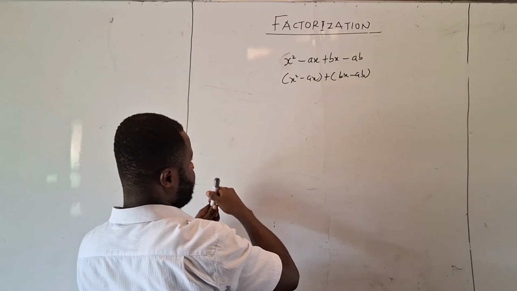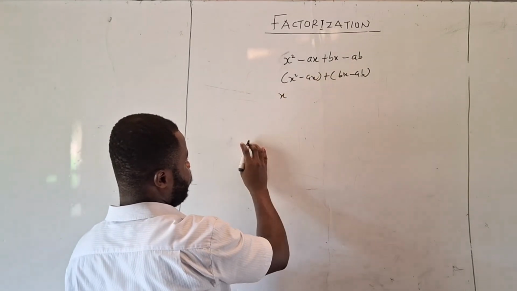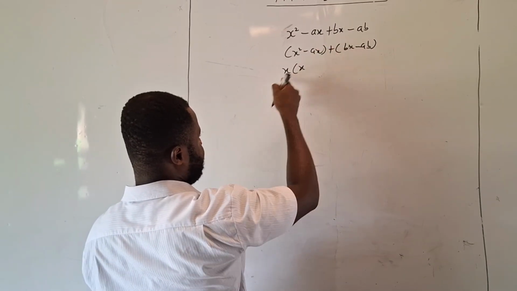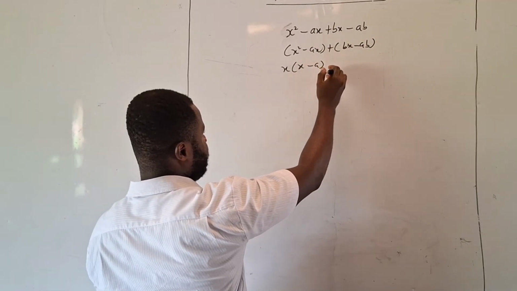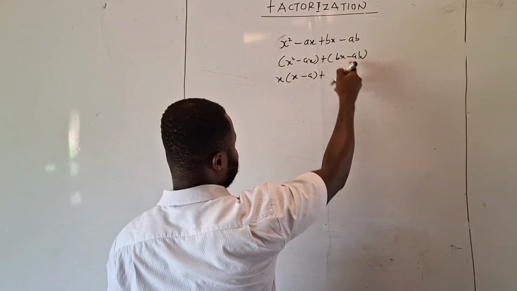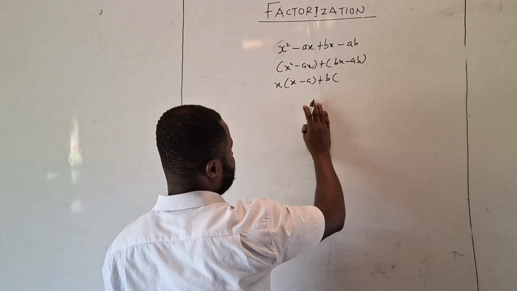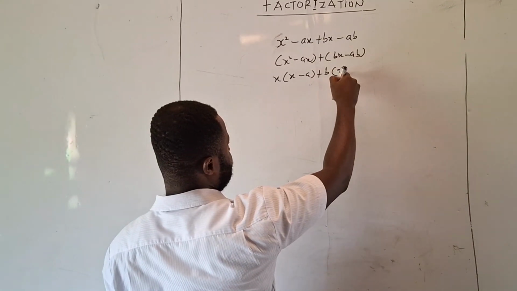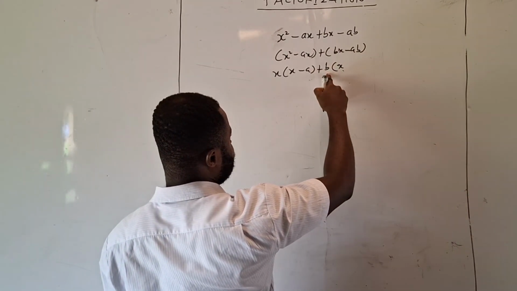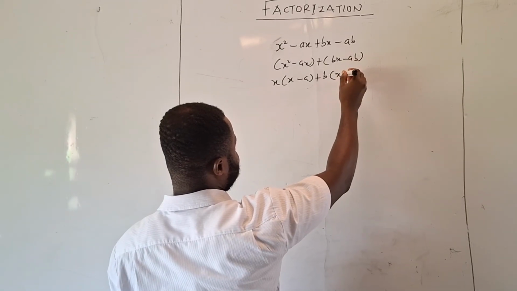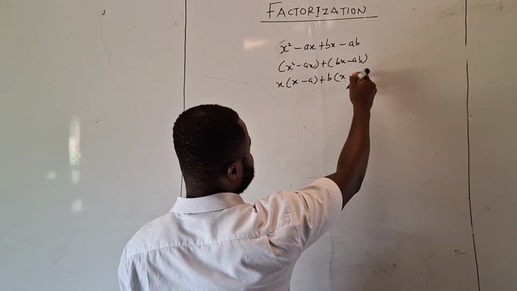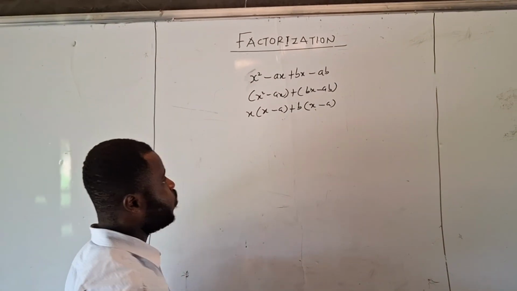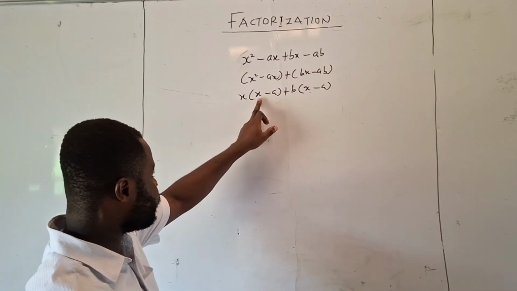So we can factorize the x out. Now here we are left with x. Now we have ax, so the x is out. Here we minus a. Plus, now the common factor here is b. Now what do we have here? Now x will be left here. Now the b is out. What will be left here? What will be left here will be a. Now when you look at it, we have x minus a, x minus a.